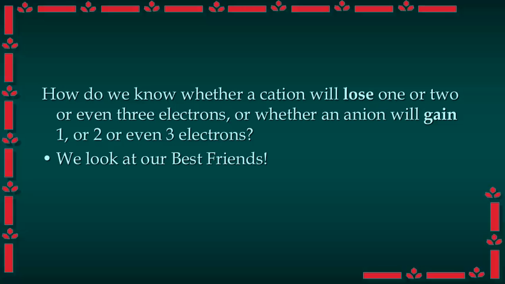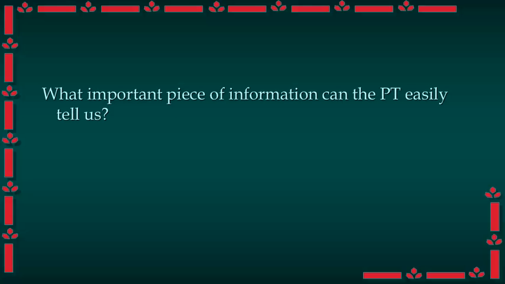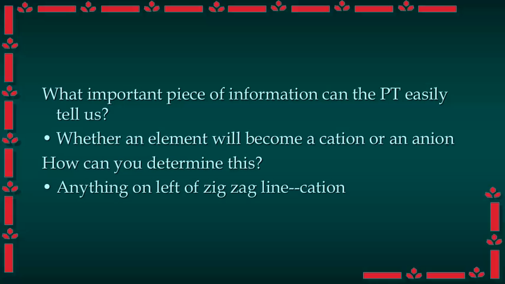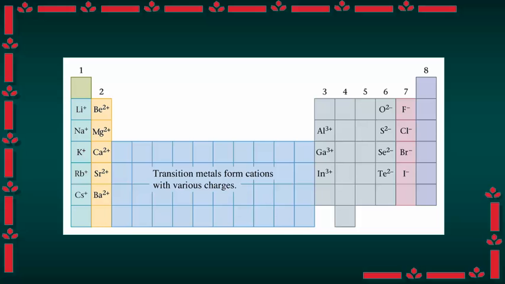Your best friend will tell you. No, seriously, your best friend. Oh, I forgot to tell you. You're in chemistry. You should have your periodic tables and your calculators out. What important piece of information can the periodic table easily tell us? Whether an element is going to be a giver or a taker, a guy or a girl, a cation or an anion. How do you do this? Find the zigzag line. It's right here.